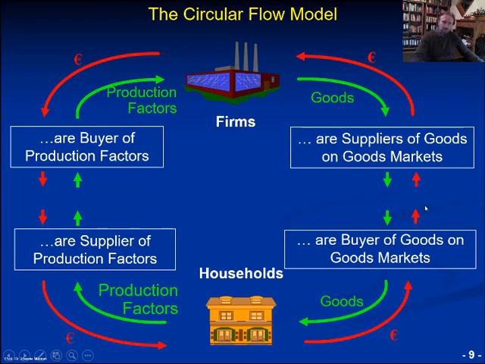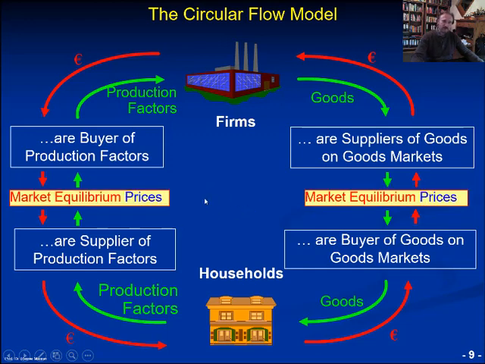Now, the circular flow model has two versions. In this first version, let's assume that all the prices are completely flexible. This is what we would call the neoclassical version. The idea that all prices are completely flexible is a neoclassical idea. That's a school of thought which we will discuss in chapter 2.